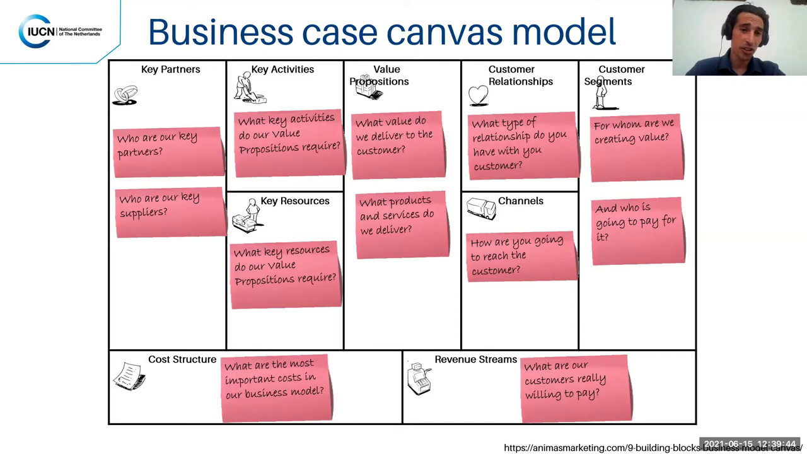And then the cost structure, last but not least. What are the most important costs in your business model? You can think of the raw materials or maintenance costs or salary costs or insurances, tax, rent, fuel. If you filled in all these elements, then you have a really solid story to tell to an investor. And it's a very nice communication tool also to present your case and to think creatively.